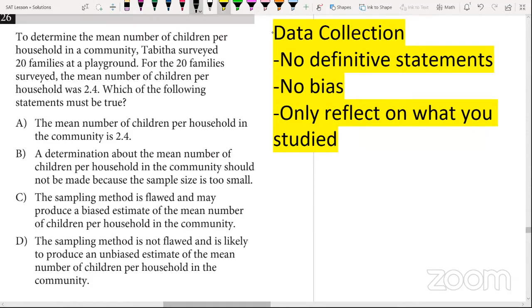To determine the mean number of children per household, Tabitha went to a playground. What's wrong with that? A playground is the place where families with children are likely to go. So this is incredibly biased. When we're talking about bias on the SAT, a lot of times we're talking about volunteering. So these people volunteered to go to a playground because they had children. So this is just biased. And that is choice C. The sampling method is flawed and is going to produce a biased estimate. So nice and easy on a question that would have looked really difficult otherwise.